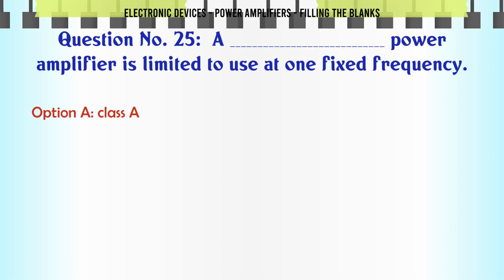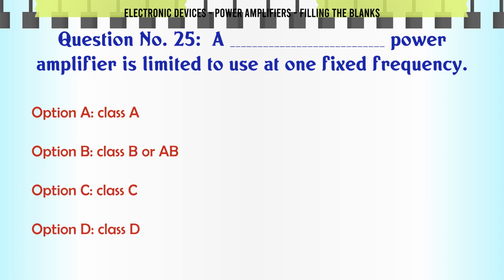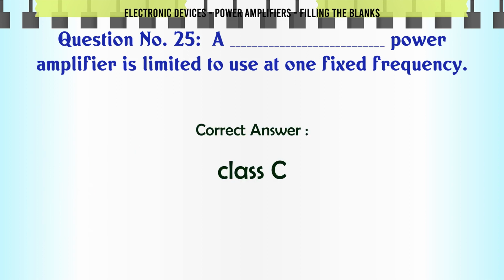A power amplifier is limited to use at one fixed frequency. A: Class A, B: Class B or AB, C: Class C, D: Class D. The correct answer is Class C.